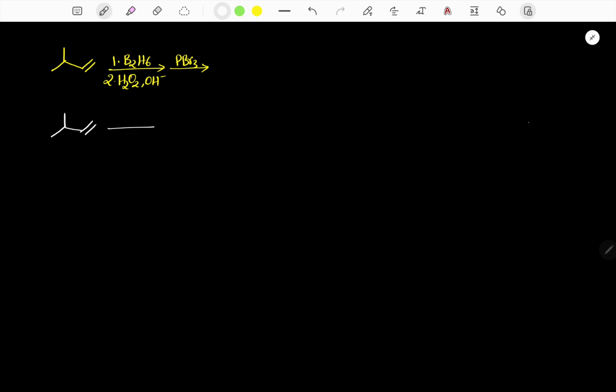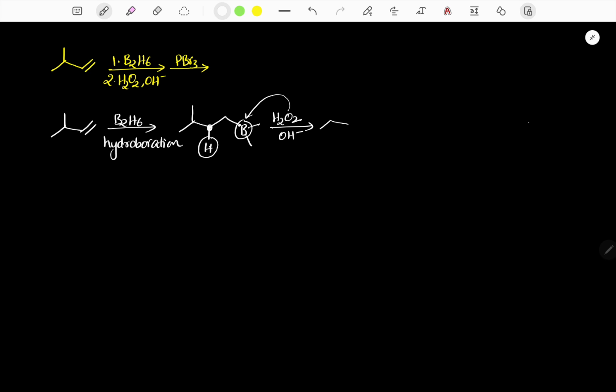Alkene treated with B2H6. When alkene is treated with B2H6, this reaction is known as hydroboration. In hydroboration, hydrogen should be connected to the more sterically hindered carbon, and boron should be connected to the less sterically hindered carbon. Here we are connecting hydrogen and here we are connecting boron. This is hydroboration. Now it is treated with H2O2 and OH minus. Here H2O2 reacts with the boron and finally we get an OH group in place of boron.